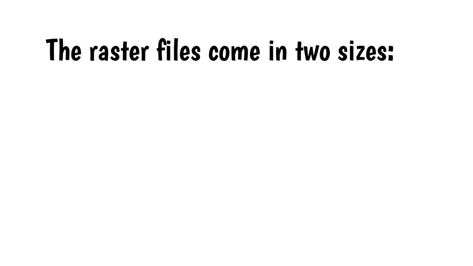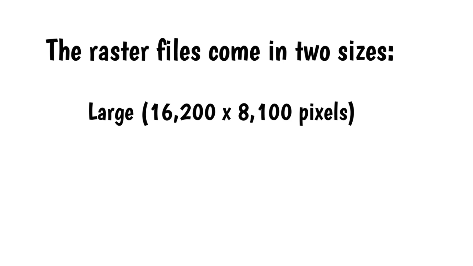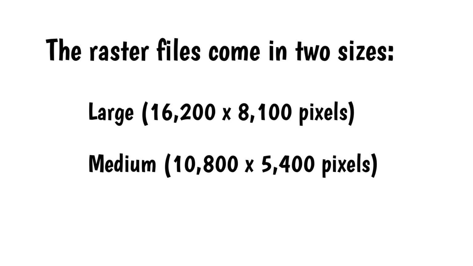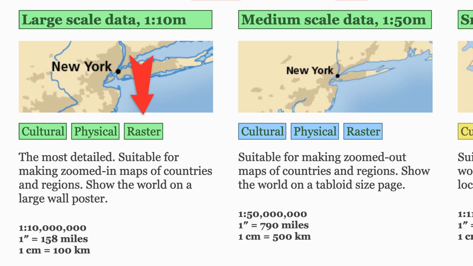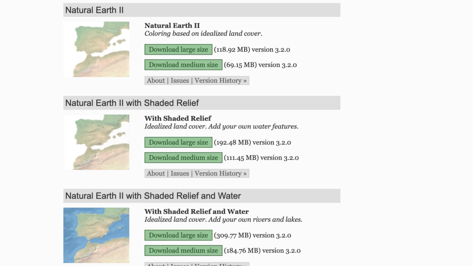The raster files come in two sizes: large, 16,200 by 8,100 pixels, and medium, 10,800 by 5,400 pixels. The large 1 to 10 million raster files are the most detailed. These can be used to create maps of the world, regions, or individual countries. Most of these are available in several versions: land cover only, land cover with relief, and land cover with relief and water features. Here's a quick overview.